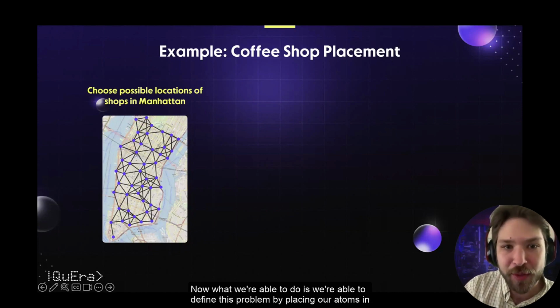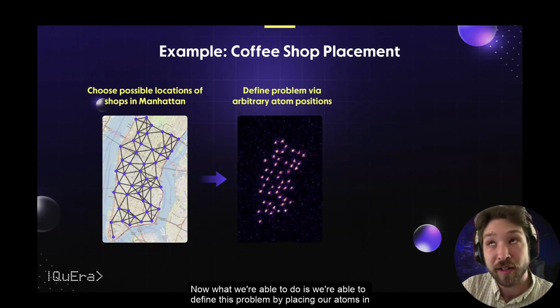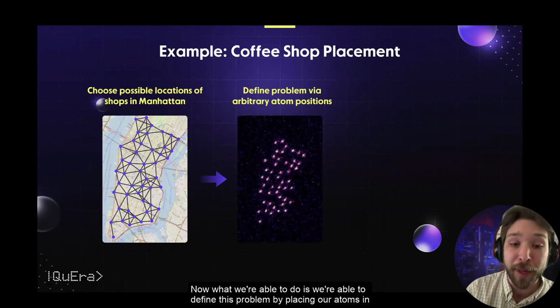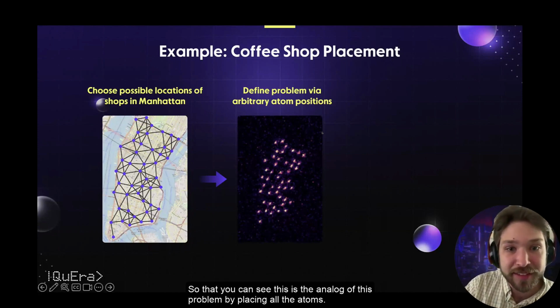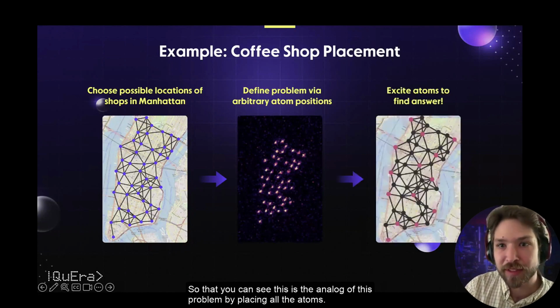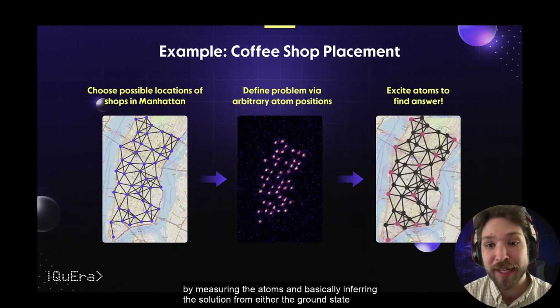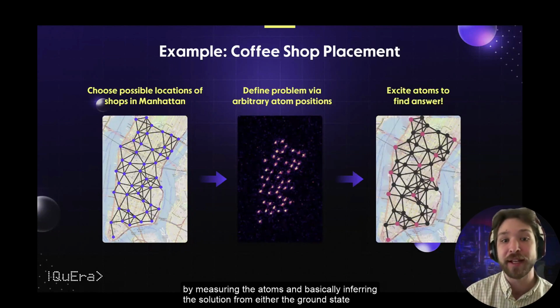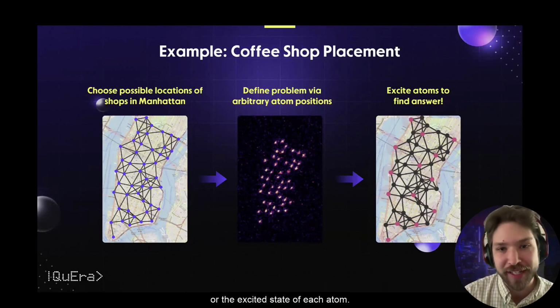What we're able to do is define this problem by placing our atoms in arbitrary positions, right? So now you can see this is the analog of this problem, placing all the atoms. Then we could do some quantum dynamics to find an approximate or optimal solution by measuring the atoms and inferring the solution from either the ground state or the excited state of each atom.